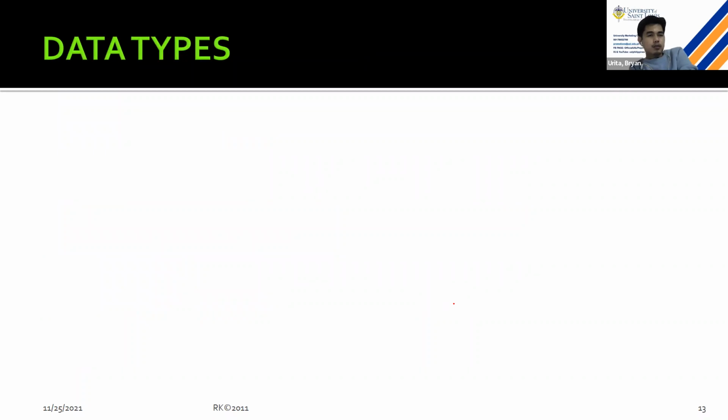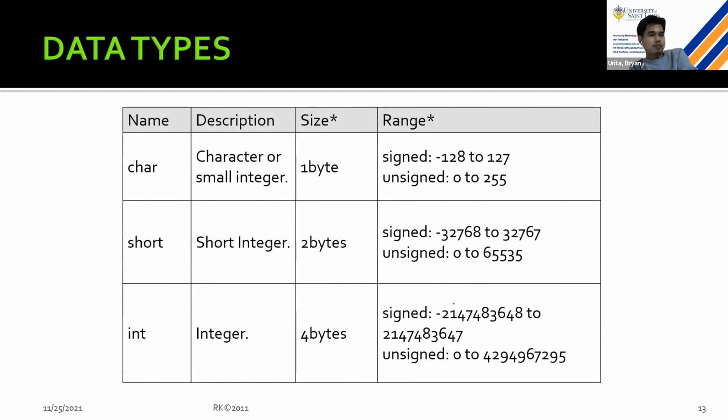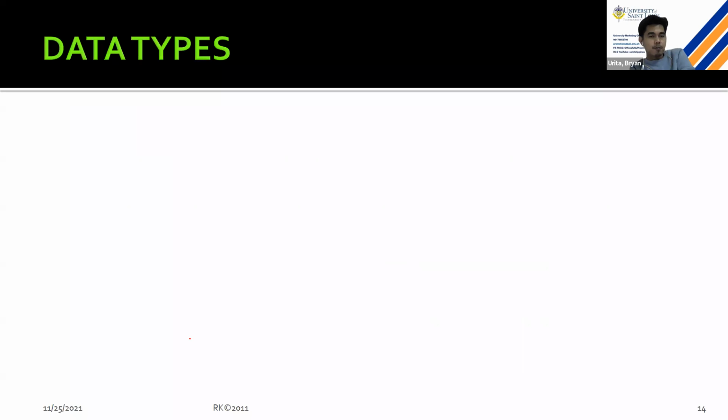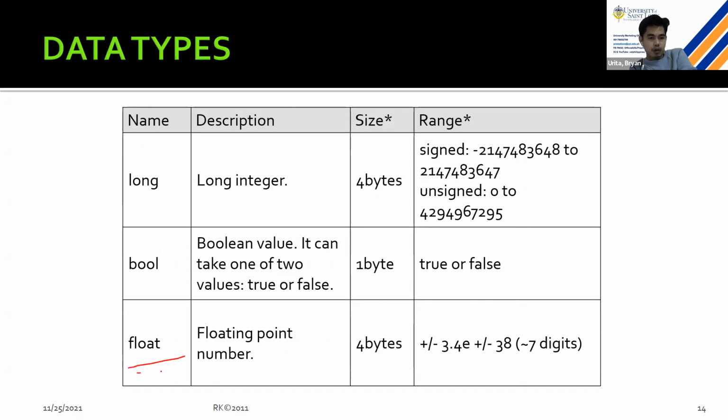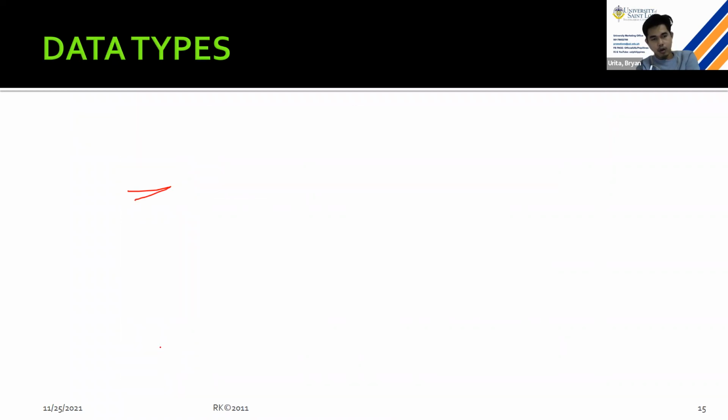Okay, so next we proceed to data types. From the term itself, data types, these are the different data that we will use in our program. And there are different types of data. They can be character, integer, floating point, boolean, double. So these are the different data types. Now, what are these data types?